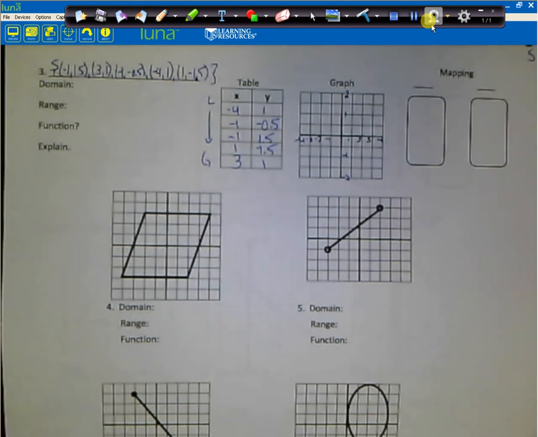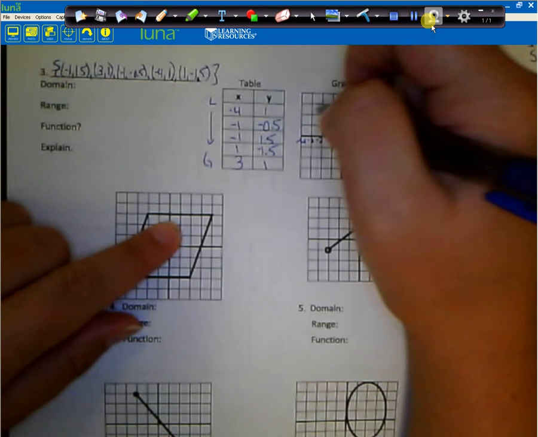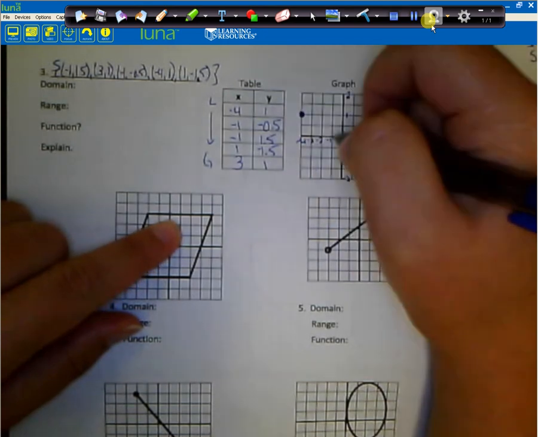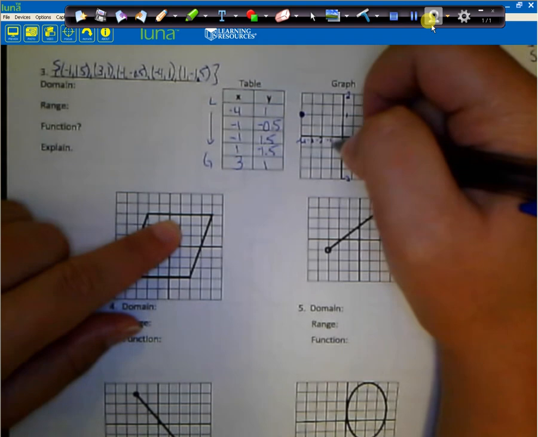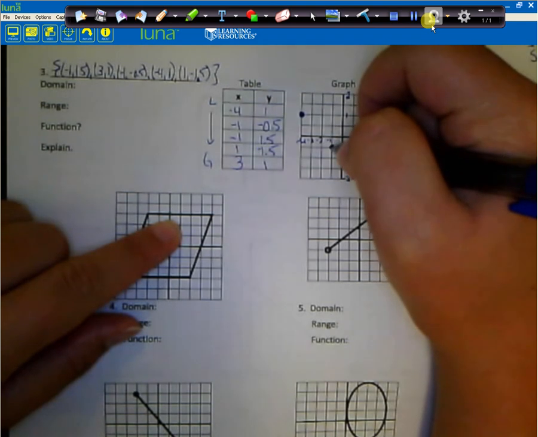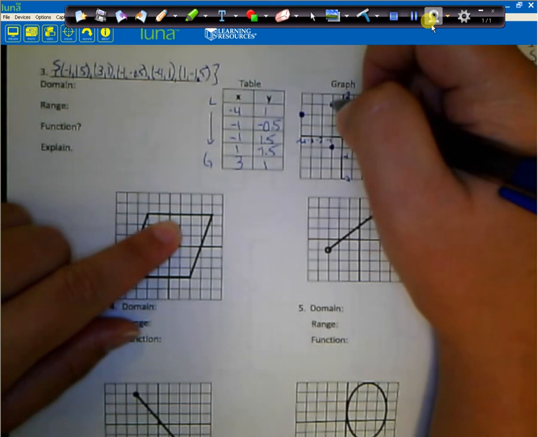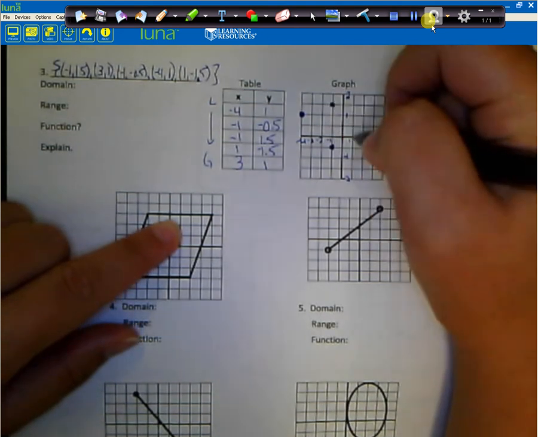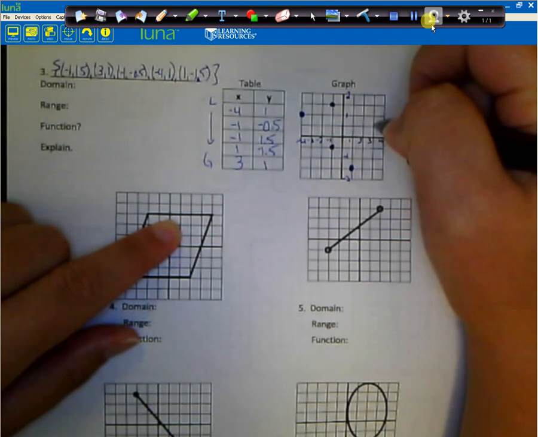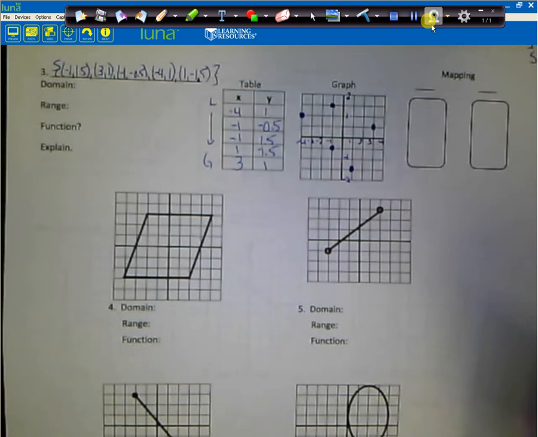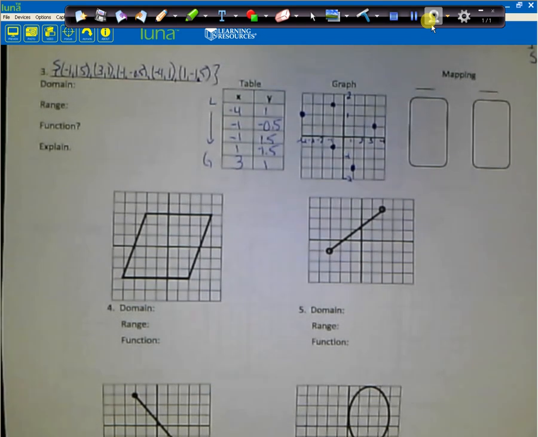And then I'm going to plot my points. I have (-4, 1), (-1, -0.5), (-1, 1.5), (1, -1.5), and (3, 1). So make sure you have each one of those listed.